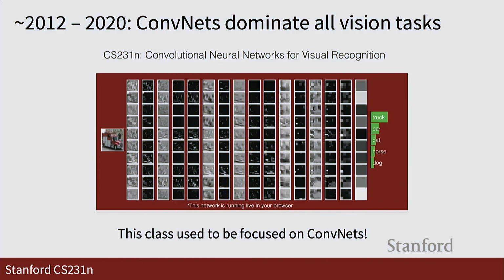So in setting out to teach a class about deep learning, it actually made a lot of sense to focus entirely on the problem of convolutional networks for image problems. And that's basically the inception of this class 10 years ago. But the field has actually evolved a lot since then, right?